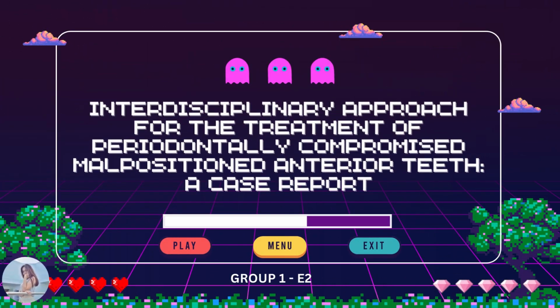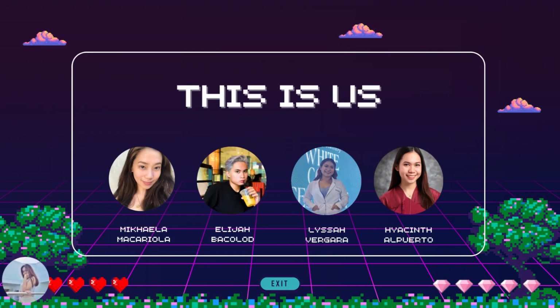Good day. We are Group 1 of Section E2, and we're going to be discussing the interdisciplinary approach for the treatment of periodontally compromised malpositioned anterior teeth, a case report. This case is reported by Mikhaela Macariola, Elijah Bacolod, Lyssah Vergara, and Hyacinth Alpuerto.